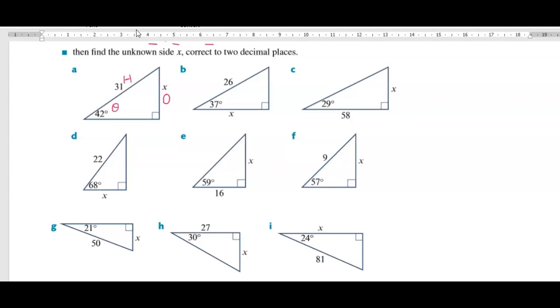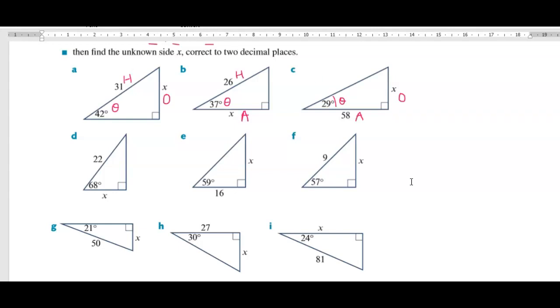Now I'm going to do B and C, and then I'll put the answer down below. So B, hypotenuse, side alongside your angle is adjacent, so A, and there's theta. You get your angle. Hypotenuse we don't have this time, so I'm not going to label it. You can if you want to, but you don't need to. Side opposite your angle is O, and the side adjacent your angle is A, and that's theta there.